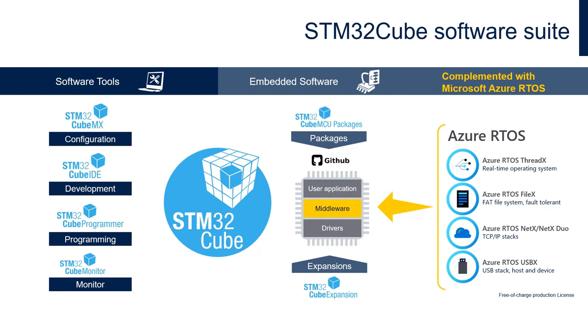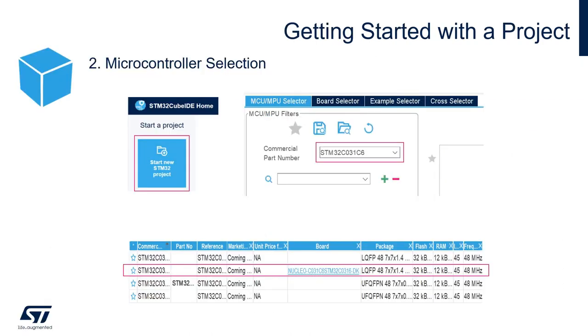For the STM32C0, the middleware integrates all Microsoft AzureRTOS suite for free. This includes AzureRTOS ThreadX, so for real-time operating system, AzureRTOS FileX, so this is for file system, and for some part numbers of STM32 that include Ethernet and USB peripherals, we also include AzureRTOS NetX and AzureRTOS USBX. Now we can start the lab.